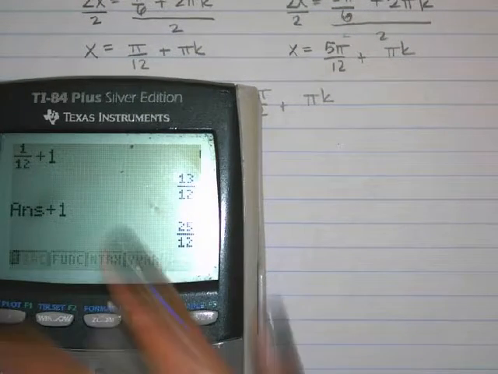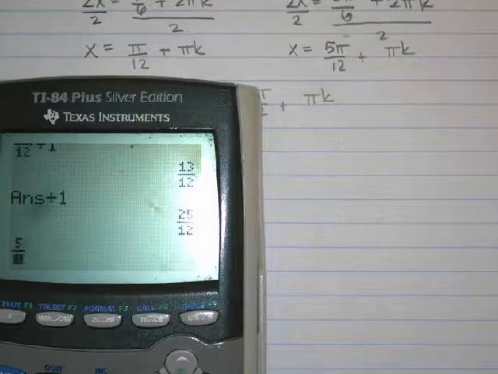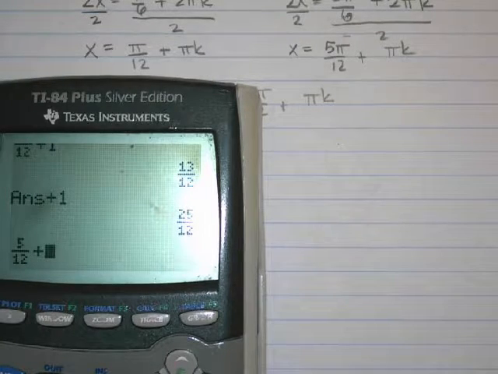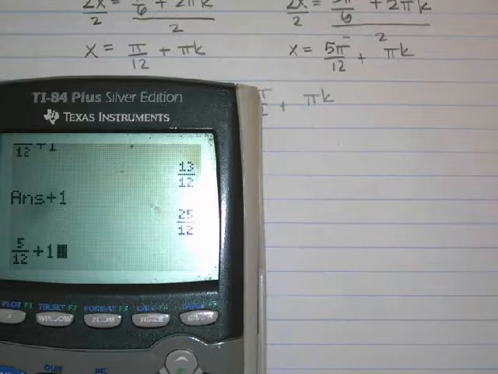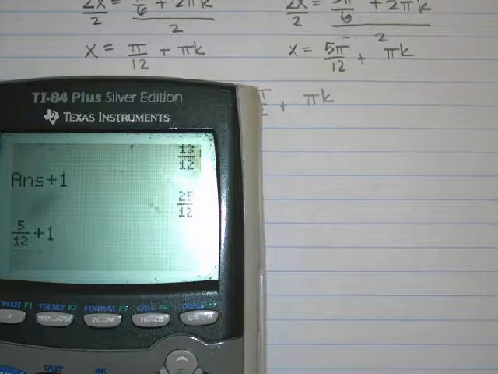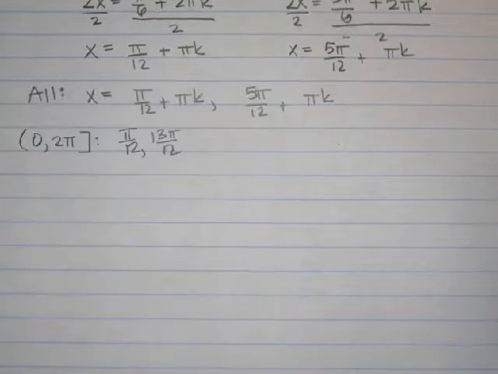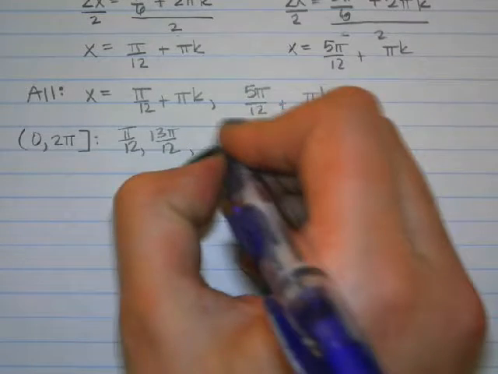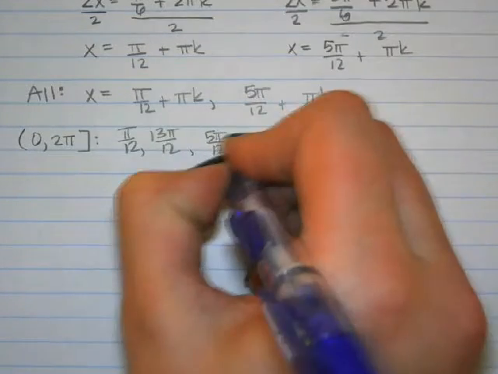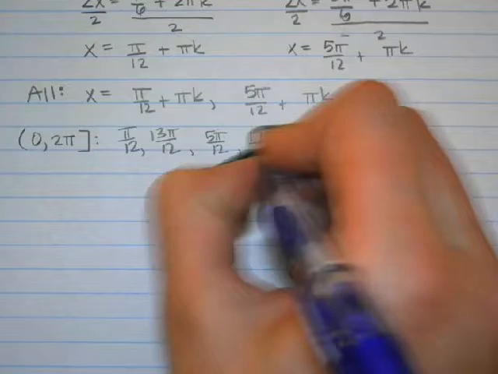Now I'm going to do 5/12, and I'm going to add 1 to that one because those answers repeated every 1 pi as well. So I have 17/12, so I'm going to write down both of those answers. 5 pi 12ths, 17 pi 12ths. I'm going to add 1 to that.